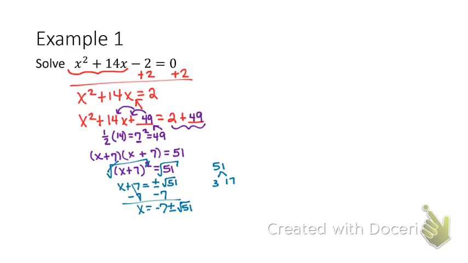Now in class, when we did this before, I had you write it as x equals negative 7 plus the square root of 51, and x equals negative 7 minus the square root of 51. But you can put them together and write it as one equation as long as there is a square root or there is an i involved. If there is no square root or no i, then you have to write them out separately because you can actually solve it for a number answer.